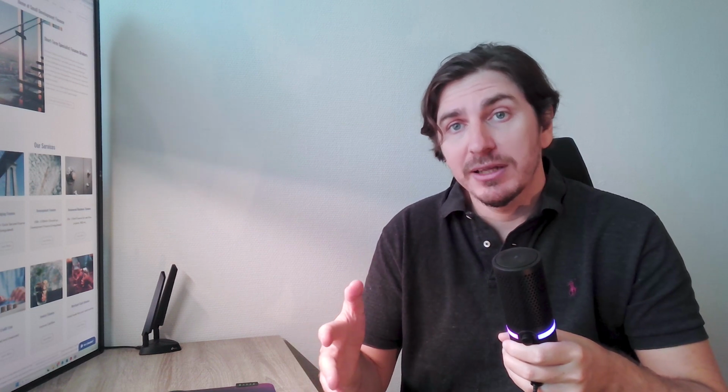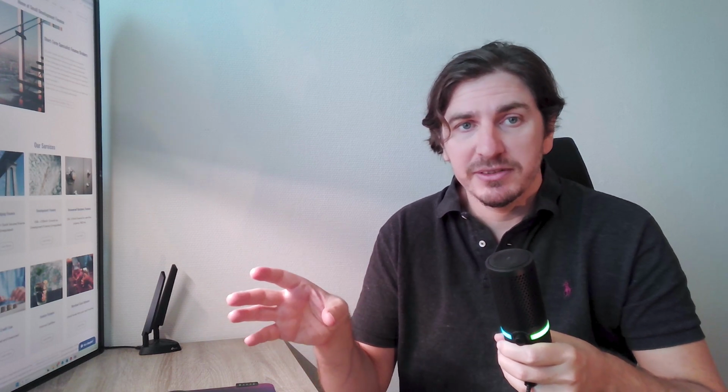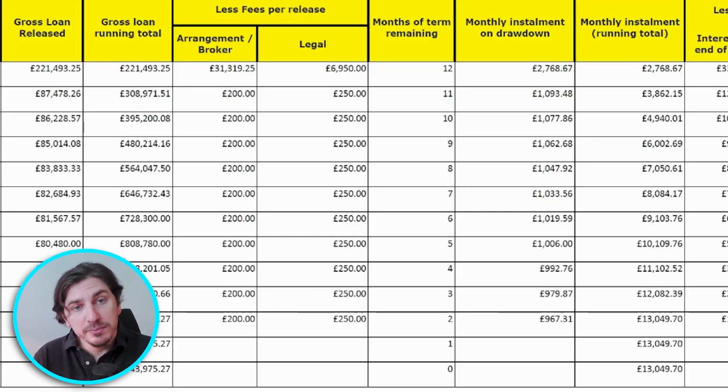Most lenders won't supply this until much later down the line, and you'll have to ask for it, and they will do it based off your specific build schedule. With this lender, they've assumed some drawdown stages, which is probably not quite accurate, but it gives you a good idea of where you're going to be in terms of the drawdowns.